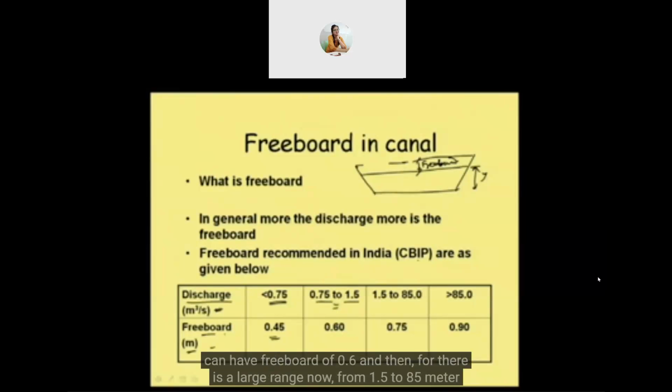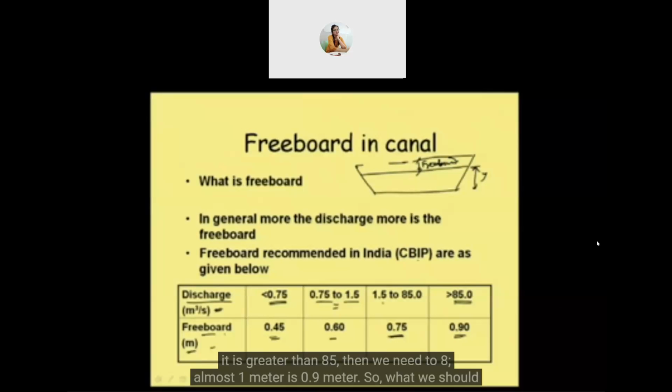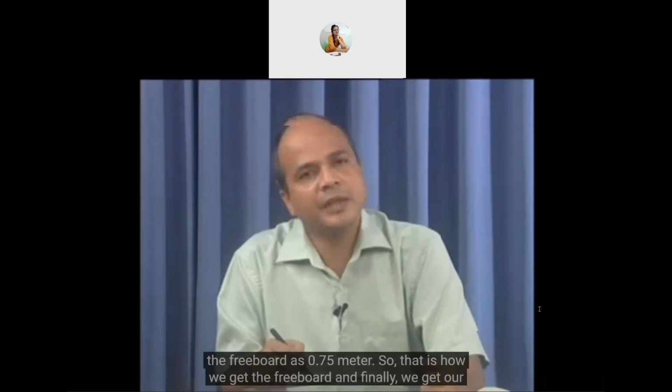Then there is a large range, from 1.5 to 85 meter cube per second, and for that we need to add 0.75. If it is greater than 85, then we need to add 0.9 meter. So the freeboard does not increase proportionately with the increase of discharge, but it does definitely increase. For a very large range of discharge, we may keep the freeboard as 0.75 meter. That is how we add the freeboard, and finally we get our required design for the channel.